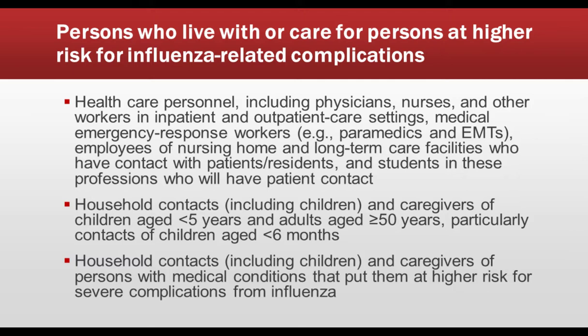And then finally, the last 2 bullets, household contacts of high-risk individuals should be vaccinated. So household contacts and caregivers of particularly very young children and adults should be vaccinated. Grandma and grandpa, who are going to be at highest risk of complications and highest risk of death, are going to get flu from their grandkids. And so vaccinating children protects themselves and protects their loved ones.